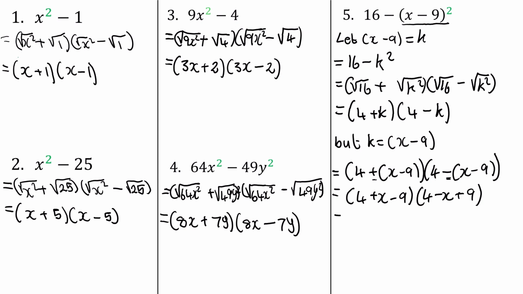When you get to this point, you just have to collect like terms. You see you have your 4 and your negative 9 on one side. Also on this side you have your 4 and your plus 9. So you start with the first bracket, you just write out your x the way it is, then 4 minus 9 will give you minus 5 if you punch it in your calculator. So again you just write out your minus x. 4 plus 9 is plus 13. Then just like that you would have gotten your answer.